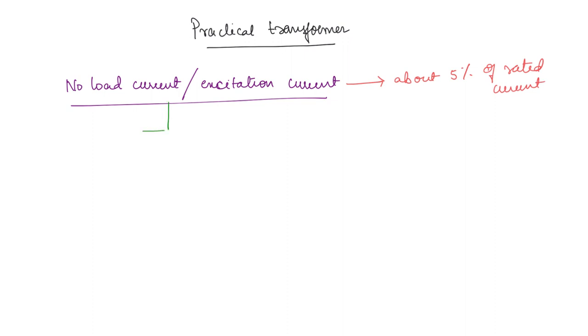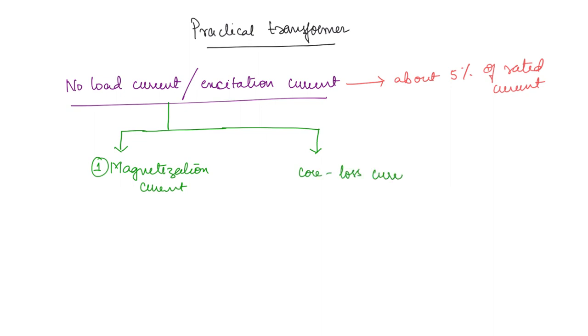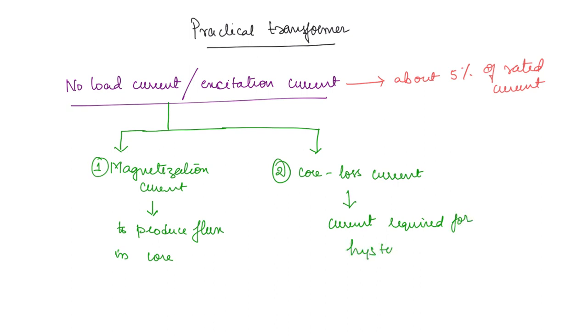So this no load current is going to have two components. First one is the magnetization current, and the second one is the core loss current. The magnetization current is drawn by the transformer to produce the flux, to set up the flux in the magnetic core. And the core loss current accounts for the core losses. We have hysteresis and eddy current losses, so the current required for these losses is the core loss current.